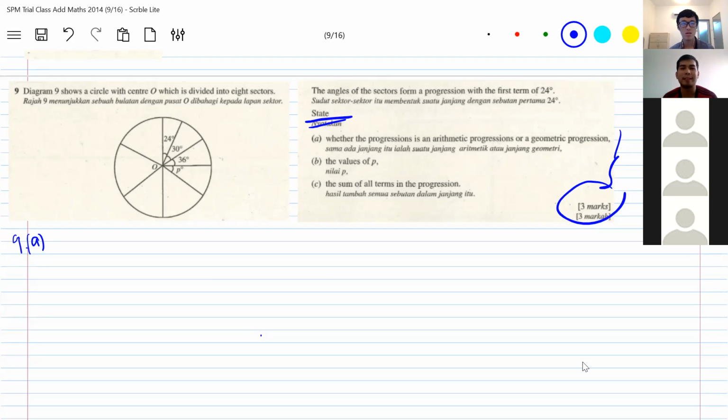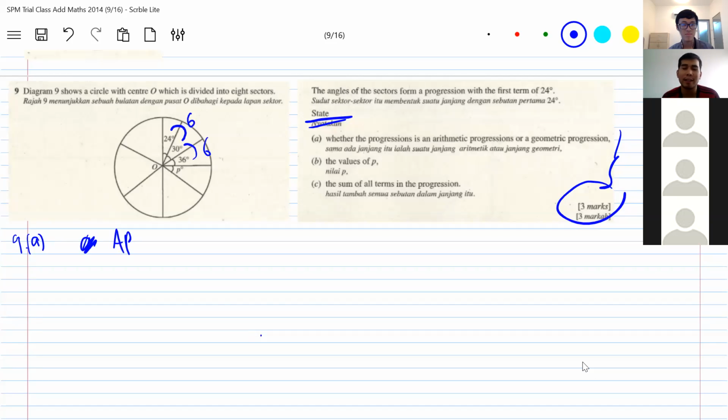This is as simple as just stating whether it's arithmetic or geometric. You know the main difference between the two progressions. One is plus minus, the other one is times divide, right? So for plus minus, you can just check the differences. 30 minus 24, that's 6. 36 minus 30, that's 6. Since there are 2, it is enough to say that this is an AP.